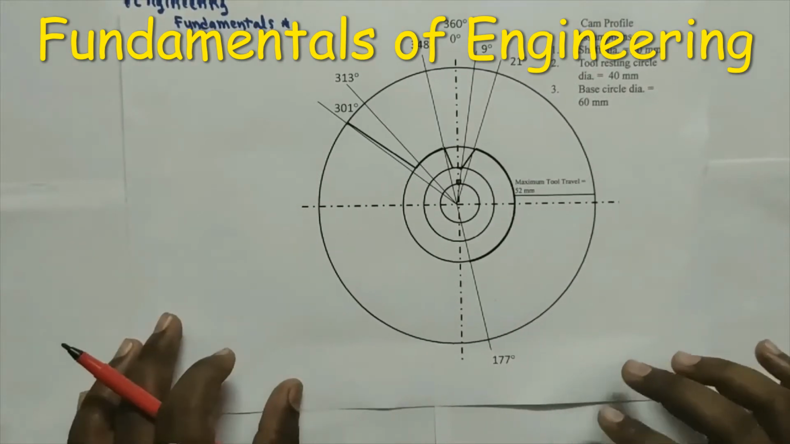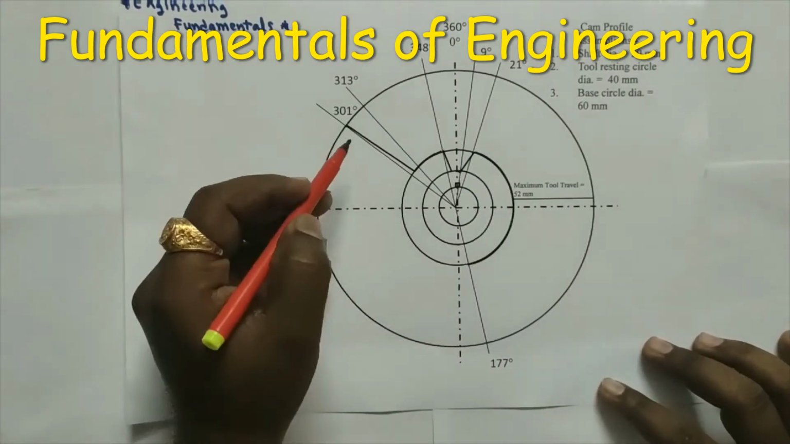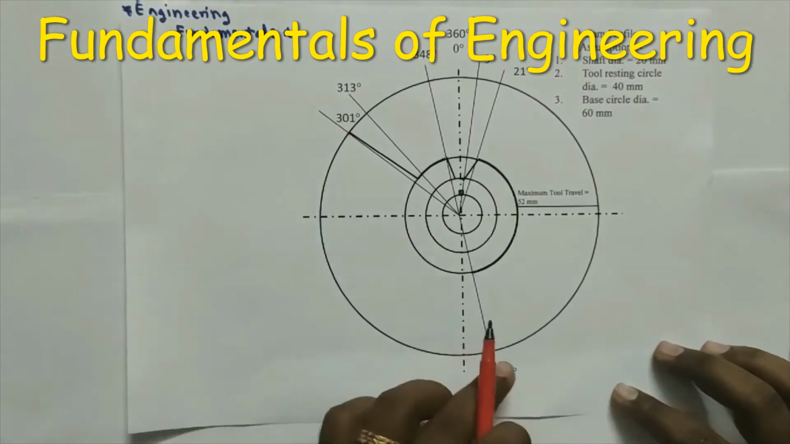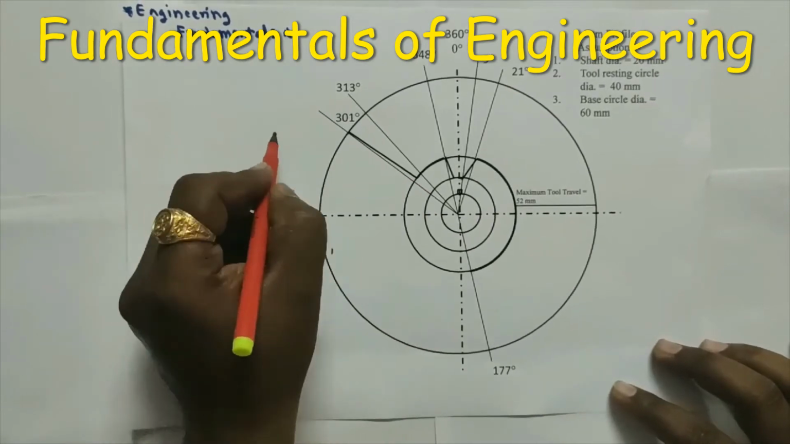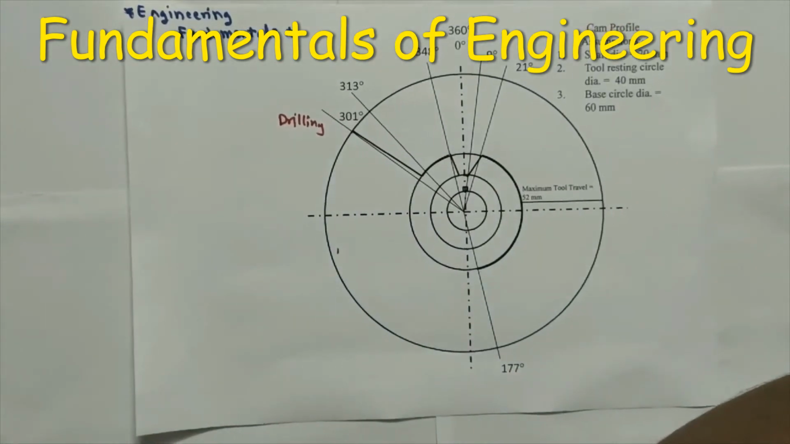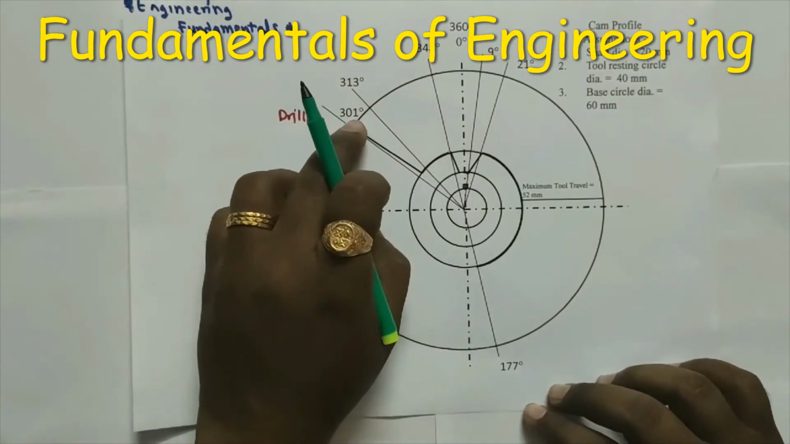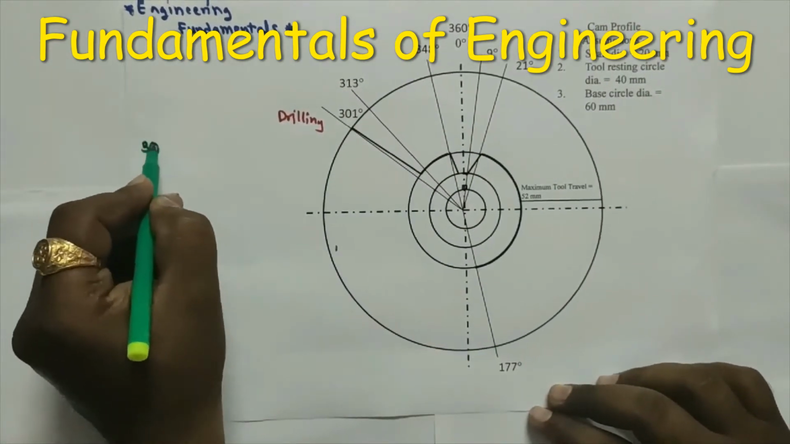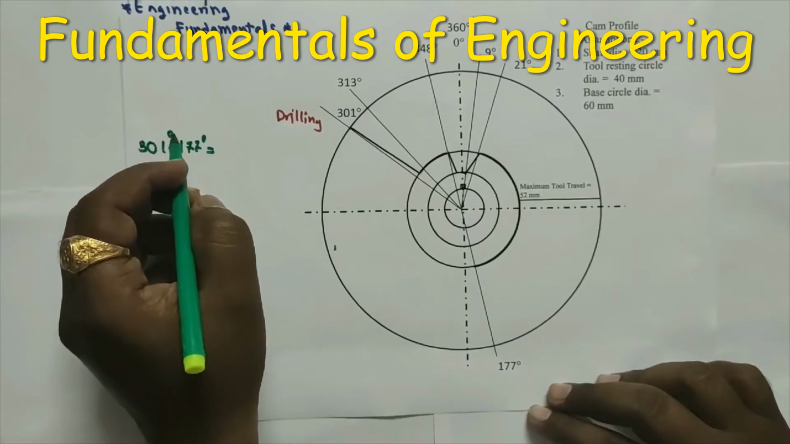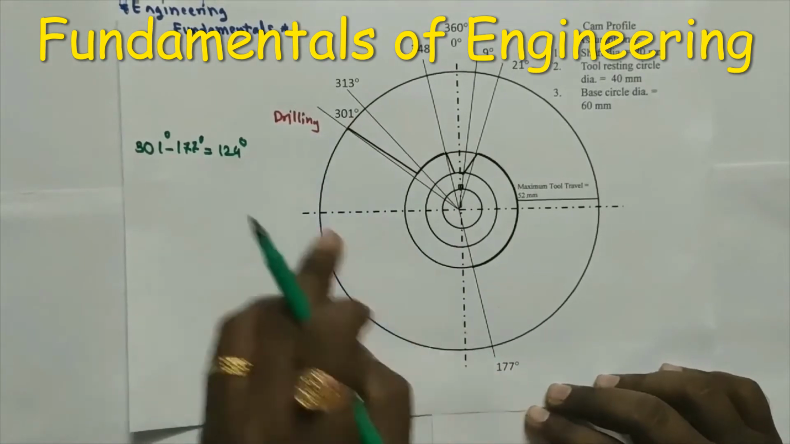As we know, the drilling operation is from 177 degree to 301 degree. So what we have to do, for the position where the drilling is carried out, is take the end point minus the start point, 301 degree minus 177 degree. When we subtract, we get 124 degree. So this distance is 124 degree.